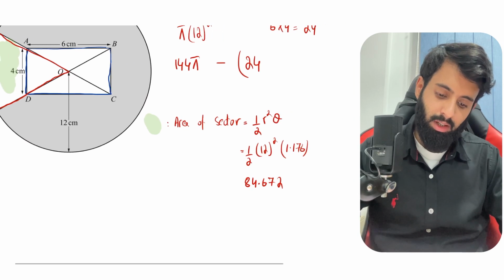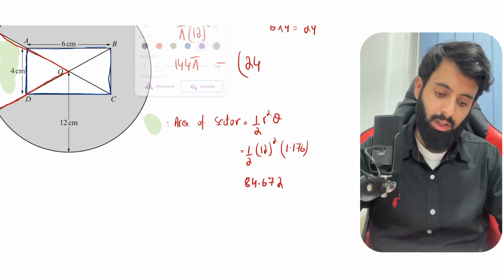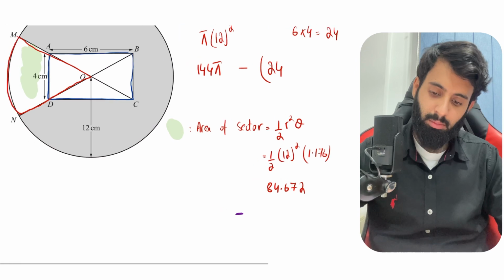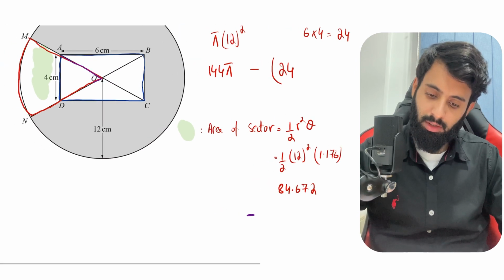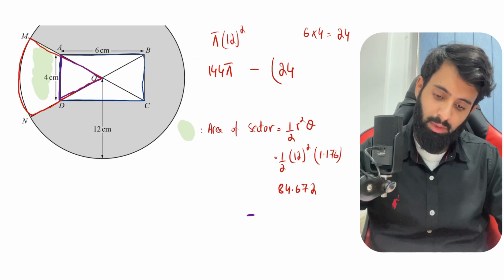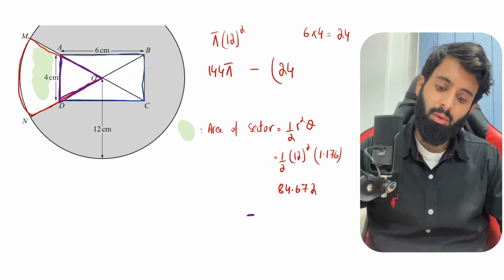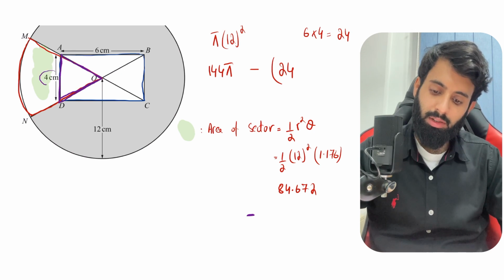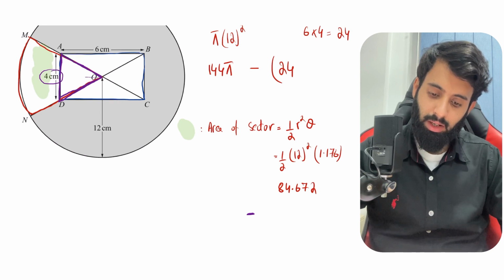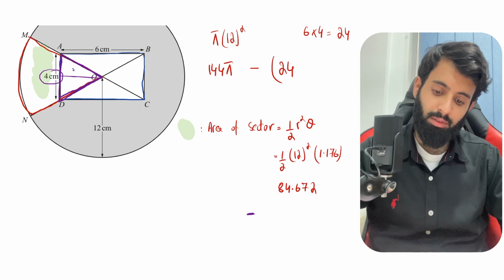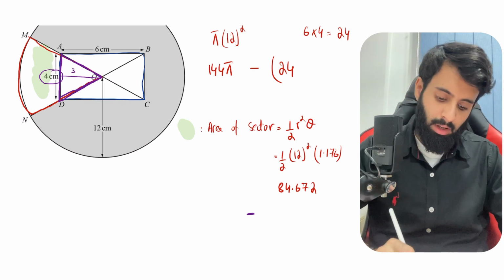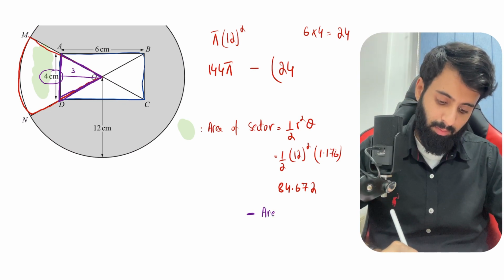It's area of sector, and then from it we need to minus the area of this triangle right here. Now we can work out the area of this triangle very easily. We don't even have to use the sine formula. Why? Because 4 is our base and this right here is going to be our height, because this length right here is going to be half of 6 because O is the center point. So minus the area of triangle.